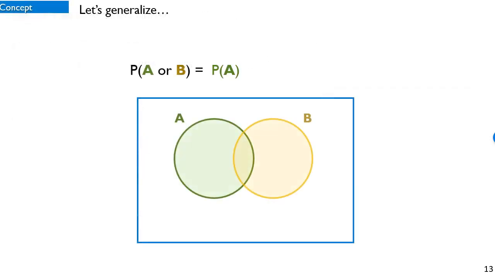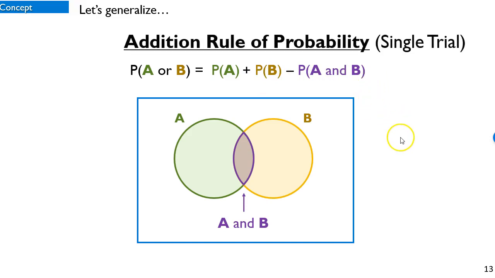Okay, so if we generalize this, the probability of A or B is equal to the probability of A plus the probability of B minus the probability of A and B. And this is what we call the addition rule of probability. It's very important that you understand that the addition rule of probability only applies to single trials. Later on, we're going to be talking about the multiplication rule, and the multiplication rule of probability applies for multiple trials. So just kind of keep that in mind.